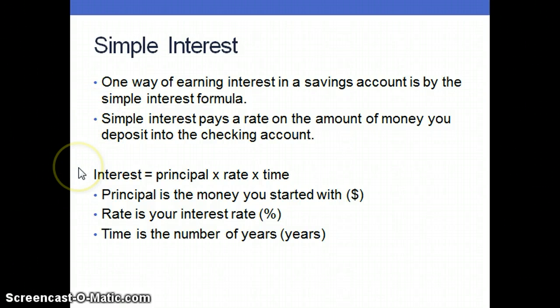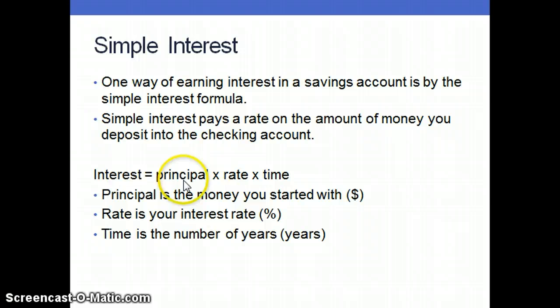Here's your formula for simple interest, or we might just be calling it interest. When you see it in your word problems, it's not going to necessarily say simple interest. They might just say interest. Interest is equal to principal times rate times time. This is one of my favorite formulas because you can multiply these together in any order, and it's all multiplication. So the only thing to remember is that you're multiplying.